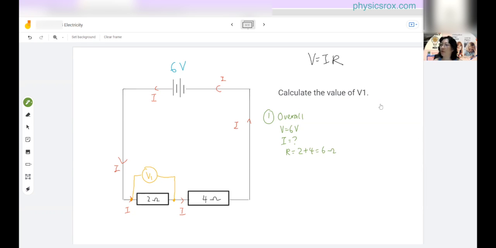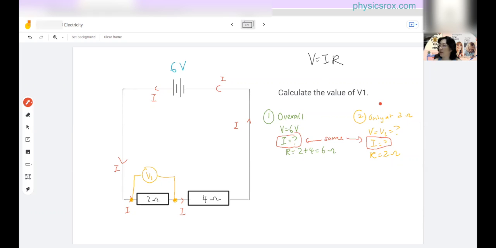Okay. So how is this going to help us? Because then we look only at the 2 ohm resistor. That means you look only at this section here. Now V1 we don't know, and the current we also don't know, but we know the R is 2 ohm. Now, the relationship here is this: this I and this I are the same.